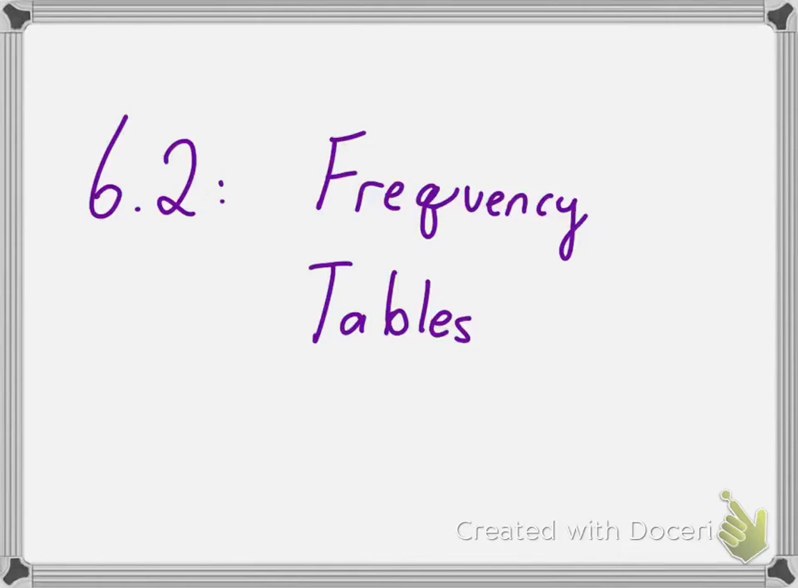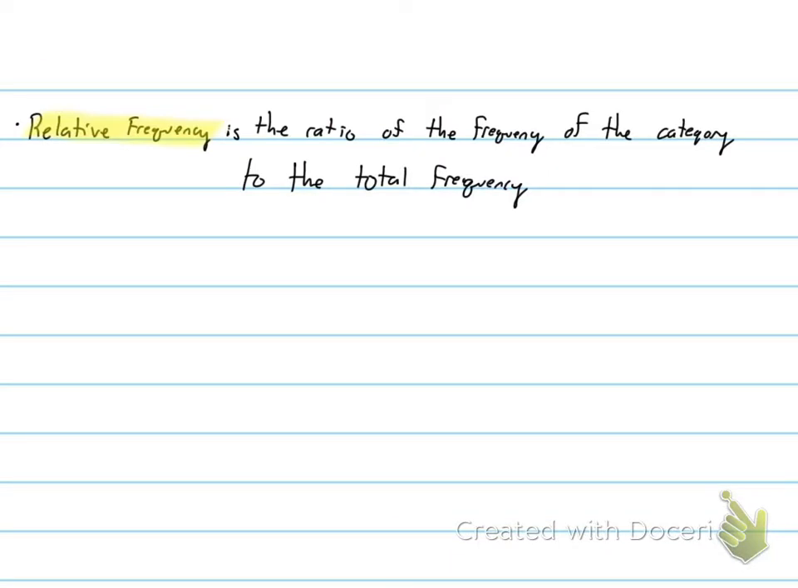So in the second section of Chapter 6, we're going to learn about frequency tables. A relative frequency is the ratio of the frequency of the category to the total frequency. Basically, we're just finding probability like we did yesterday. We're just looking at a table of data instead of just being given the numbers.